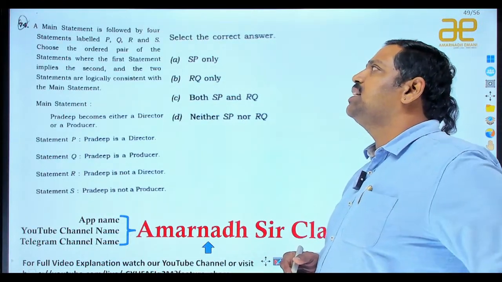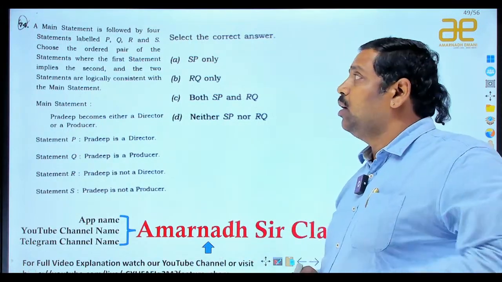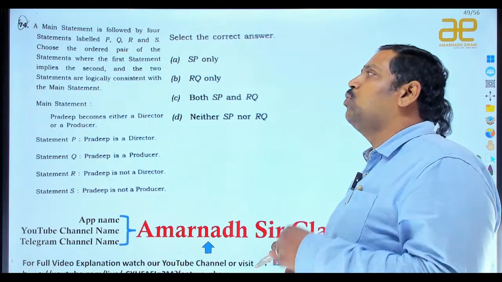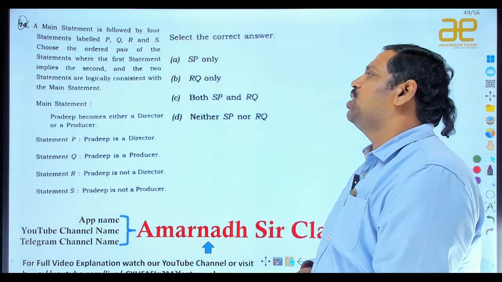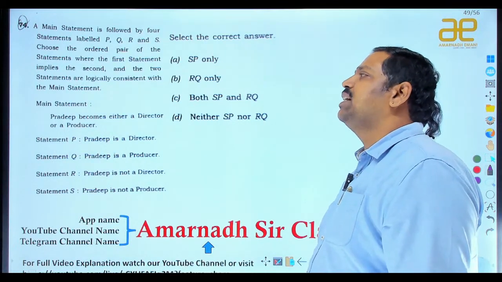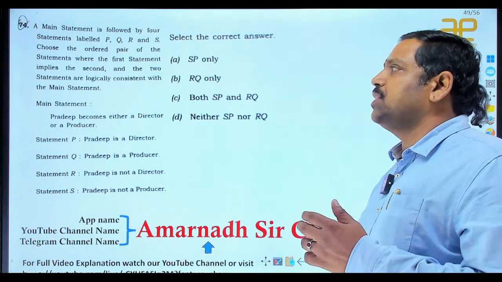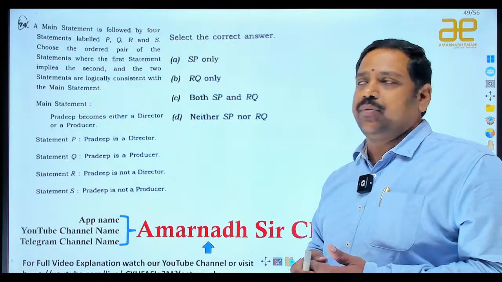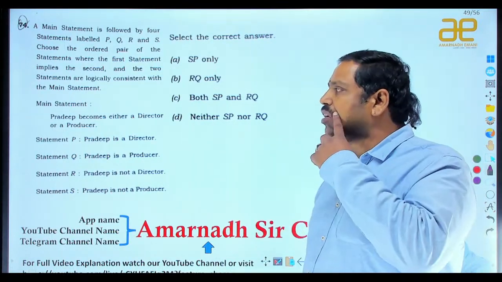A main statement is followed by, yeah, this is a different type of question he gave, a beautiful one. A main statement is followed by 4 statements labeled P, Q, R, and S. Choose the ordered pair of the statements where the first statement implies the second and the 2 statements are logically consistent with the main statement. Here he said that the first statement implies the second. Okay, good. What's the main statement? Pradeep becomes either a doctor or a producer.